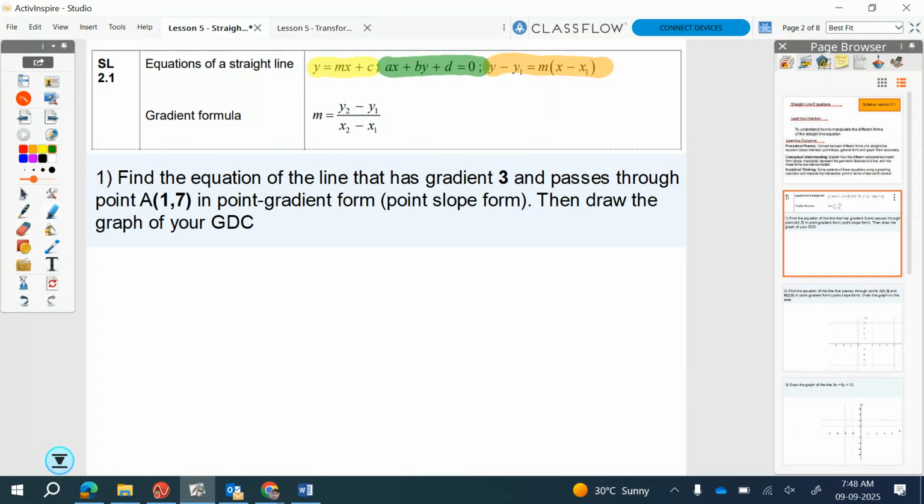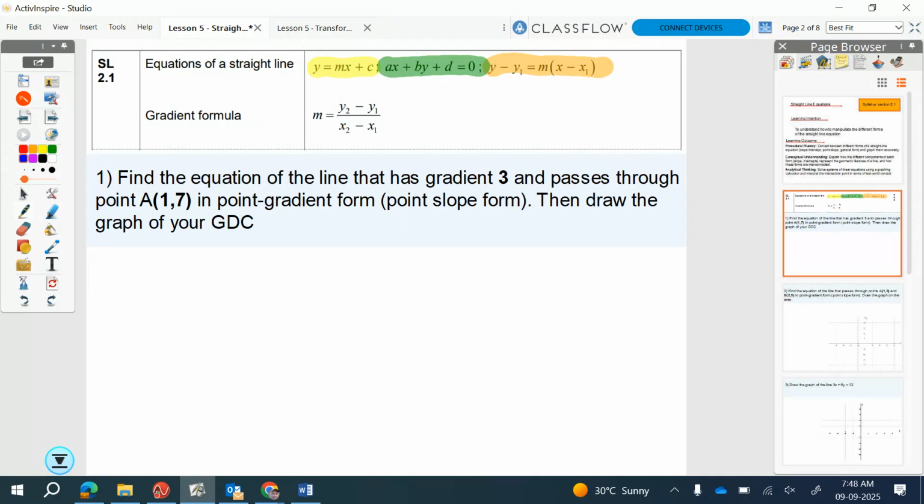This is called the general form of the straight line equation, because this form of an equation allows you to draw vertical lines. You can't draw vertical lines with the other two, because the slope is infinite. So it doesn't work on the other two, but it does work on the general form.